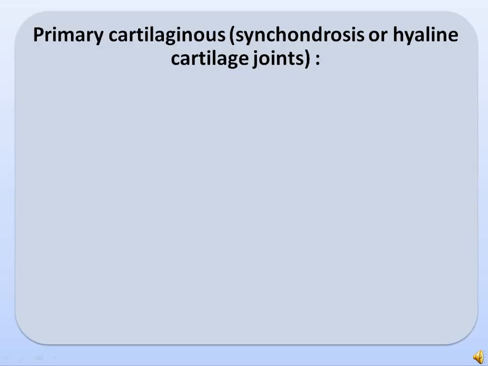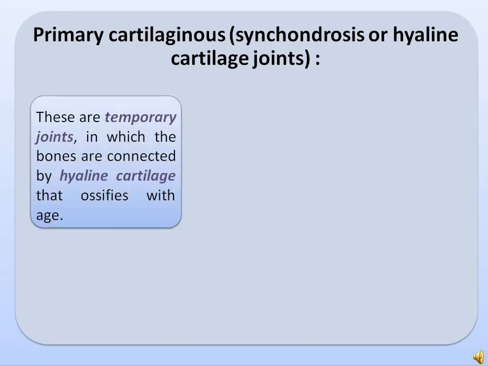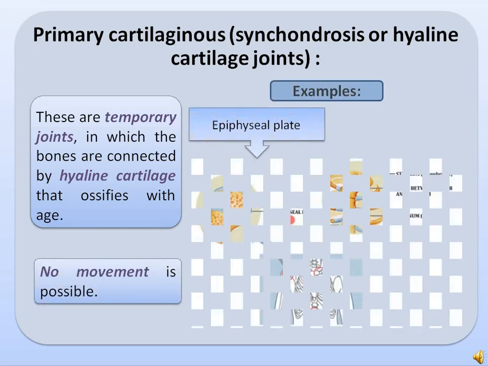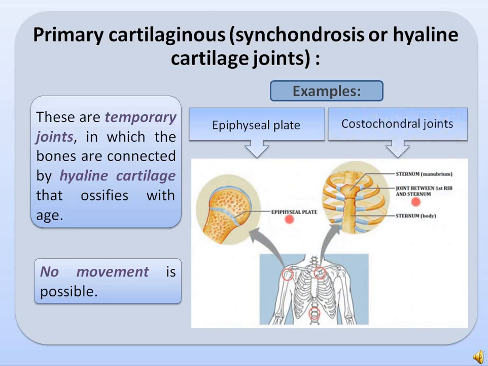Primary cartilaginous joints are also called as the synchondrosis or hyaline cartilage joints. These are the temporary joints in which the bones are connected by the hyaline cartilage that usually ossifies with age. Therefore, there is no movement that is possible. So the examples are the epiphyseal plate and the costochondral joints. That means the joint between the first rib and the sternum.